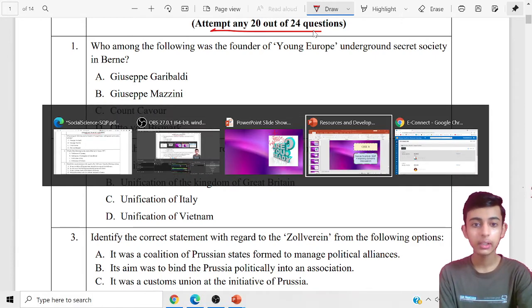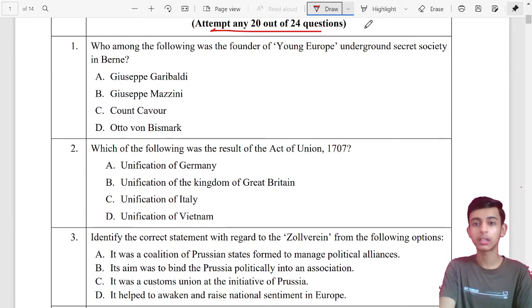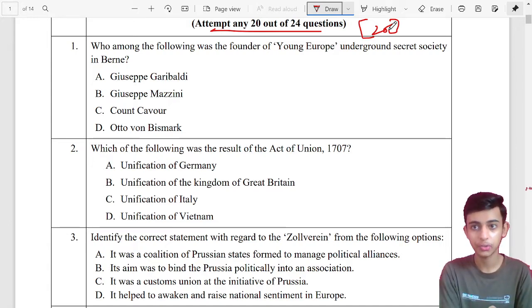Are you able to understand? You have to attempt only 20 out of the 24 questions. This is of 20 marks. Section A is the most important section and a very scoring section, right? So you can easily score full marks in this.